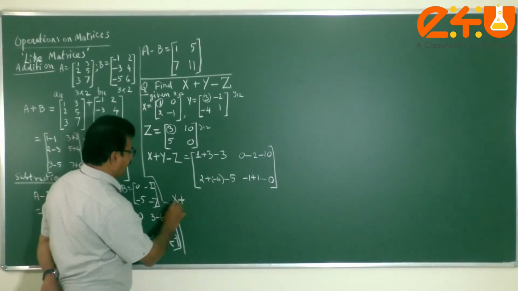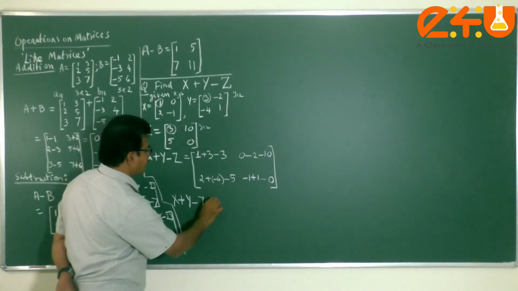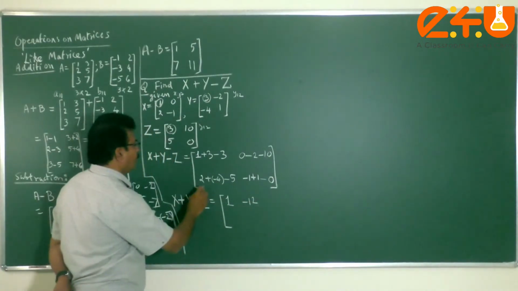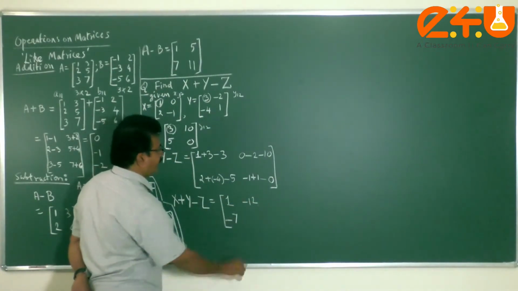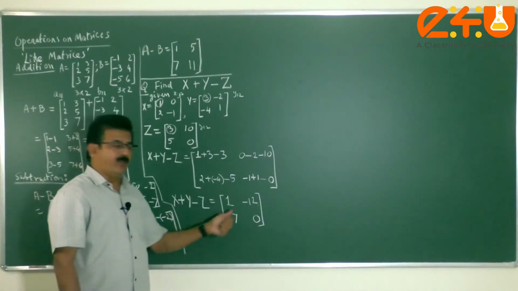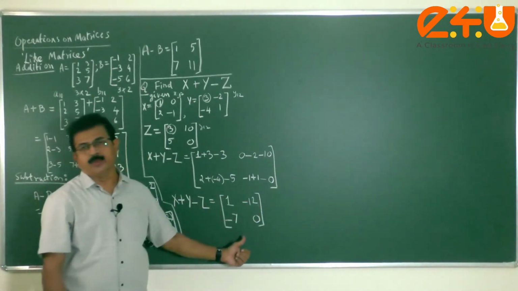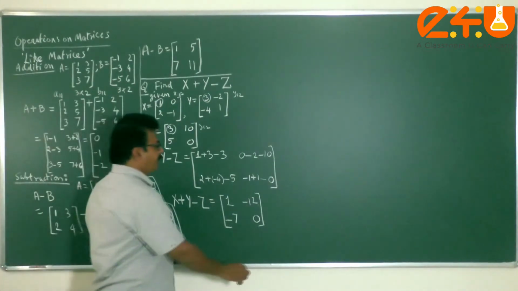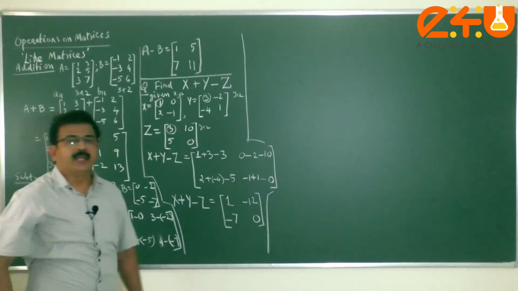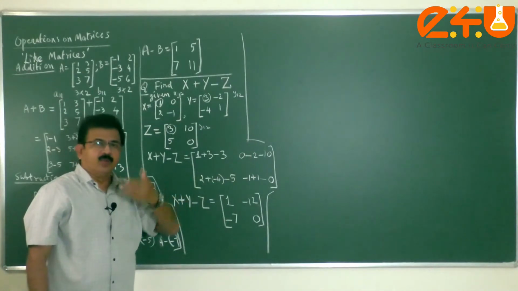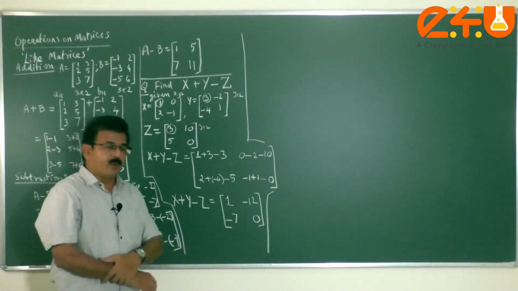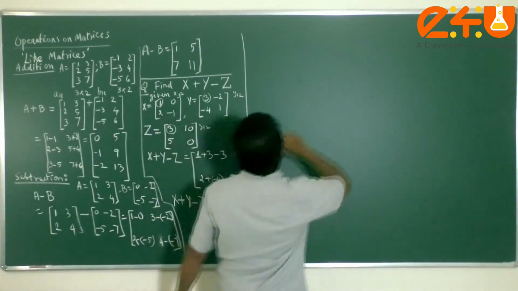And as a result, you get X plus Y minus Z, the answer is 1 minus 12, 2 minus 9 makes minus 7, and 0 in position 2, 2. So we get 1 minus 12 in row 1, minus 7 and 0 in row 2. So that completes the composite operation of addition, subtraction combined in one operation involving three matrices. So similarly, this can be extended to any number of matrices. Fine.